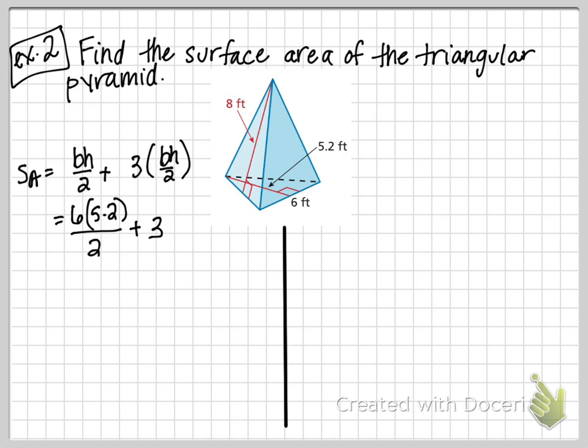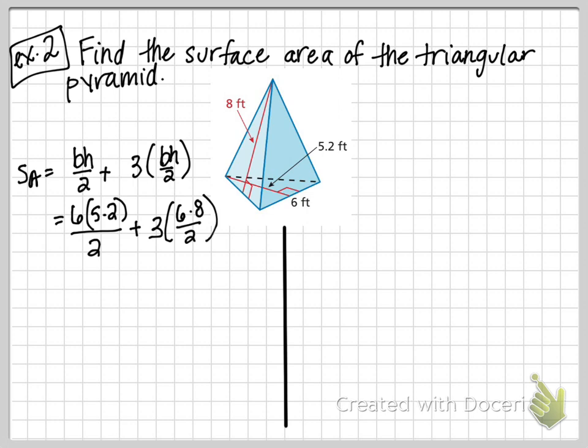What's the length of the base of one of those lateral faces? 6. Yeah, 6. We're looking at one of the sides, so the base is 6. What's the height of the lateral face? 8 feet. Do you see how it's going up the side, laterally on the side?